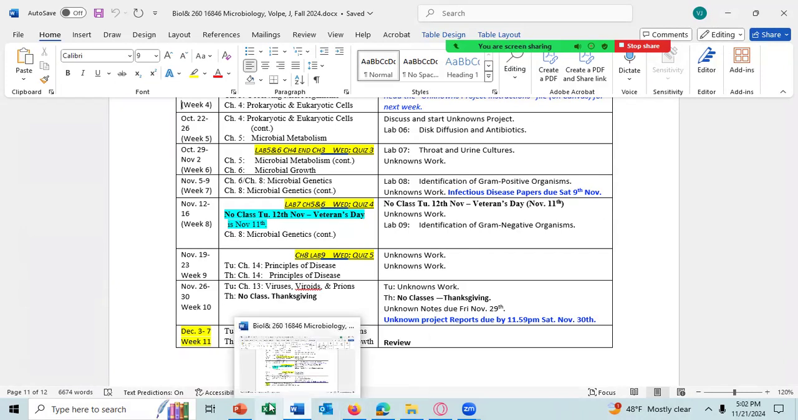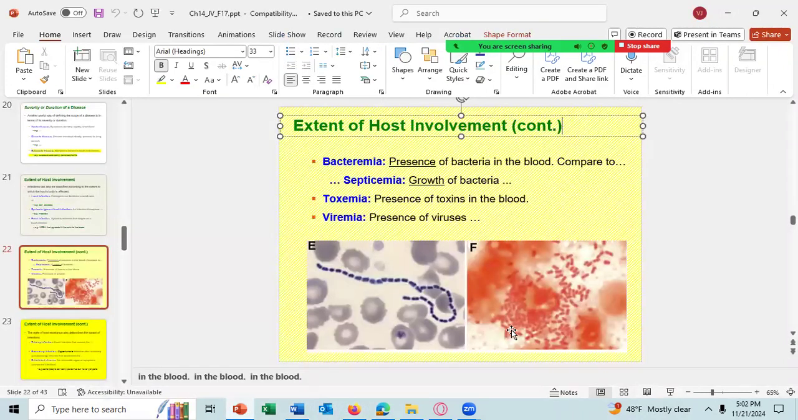Let's go to chapter 14. I have that we were on this slide, and I mentioned that bacteremia is the presence of bacteria in the blood; septicemia, where there is actually a growth of the bacteria in the blood; toxemia, the presence of toxin in the blood; and viremia, the presence of viruses in the blood.